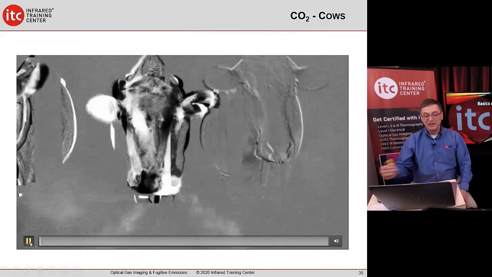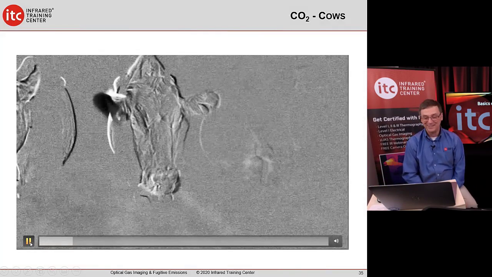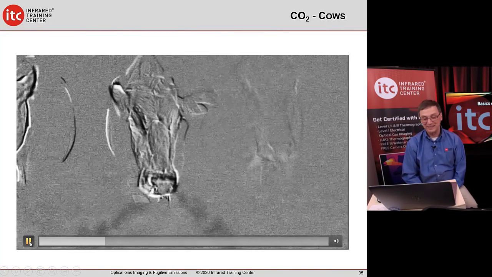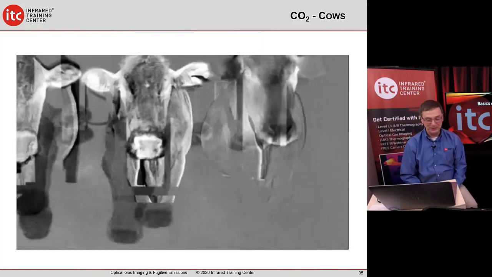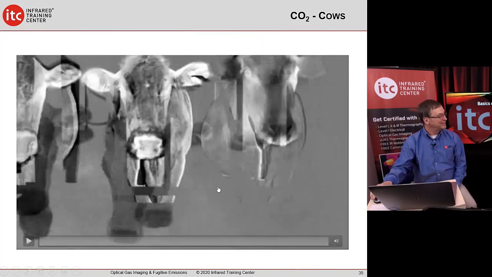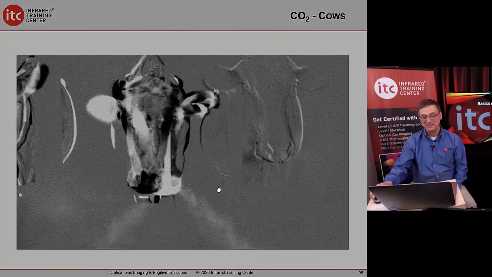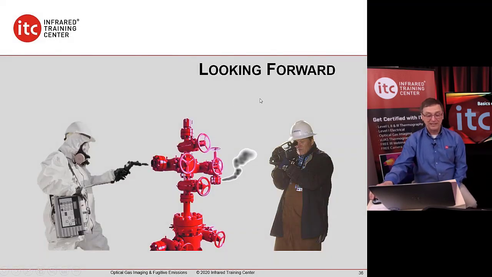And with a carbon dioxide camera, here's some cows. And this is in the high sensitivity mode, and like you and I, they inhale and exhale. Yeah, we could have done that in methane, and in our course material, we have cows that are burping, but that, I think, was a pretty nice video to have. So looking forward, that's where we are.